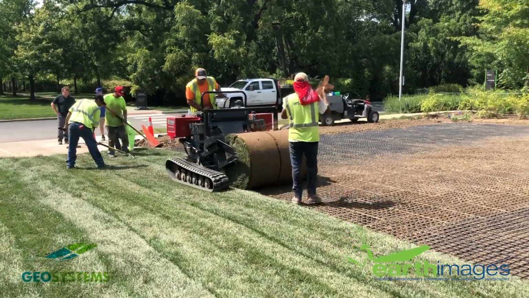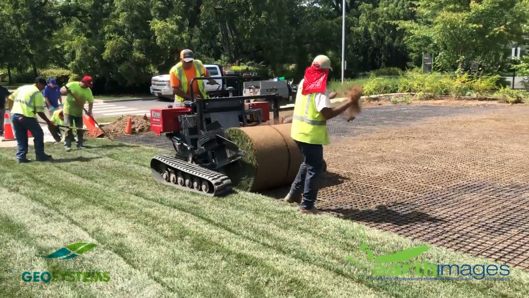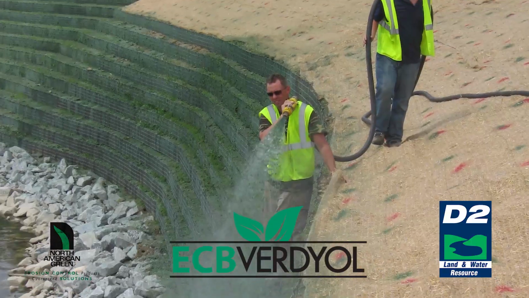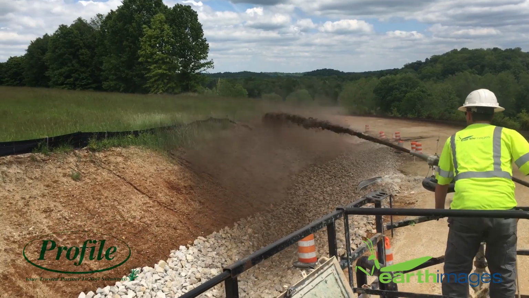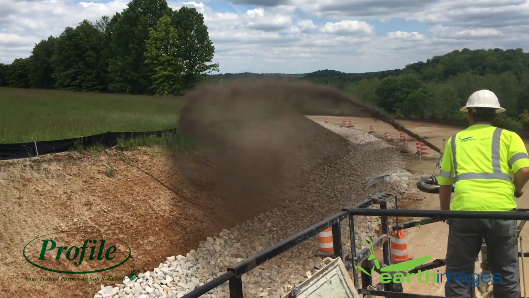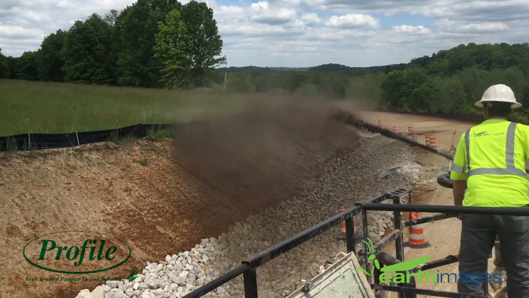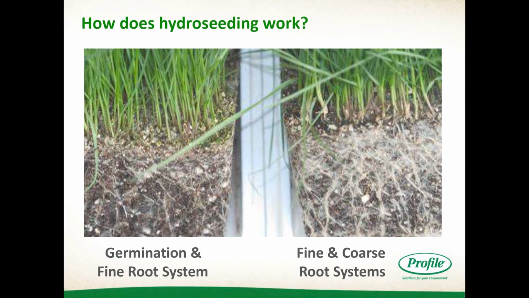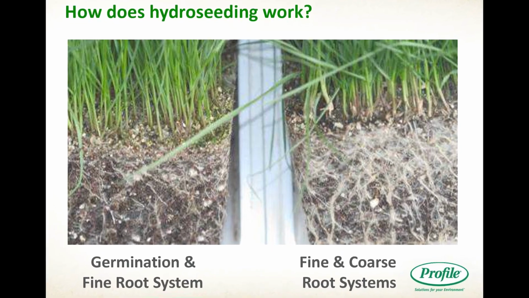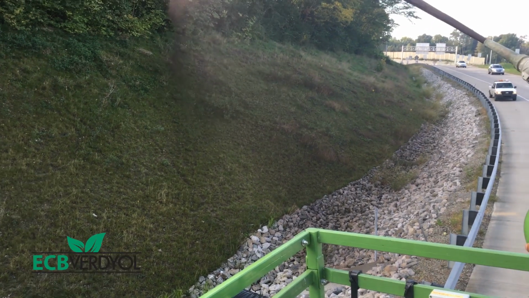Sod placement means to lay a continuous cover of grass sod over exposed soil. Hydro seeding is applying a slurry of water, wood fiber mulch, seed, and fertilizer to prevent soil erosion and provide an environment conducive to plant growth. How does it work? Fine and coarse root systems hold soils in place. Root growth begins with seed germination. How to install? Prepare and amend soil as needed.